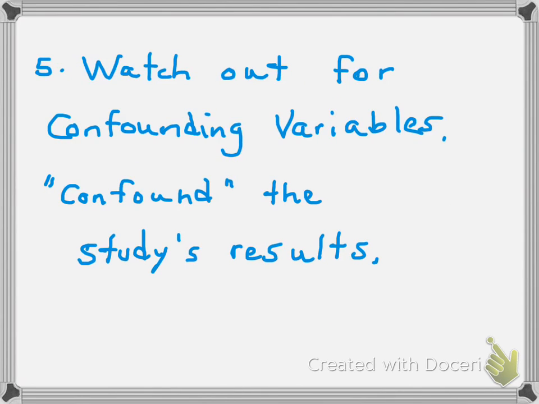Guideline number 5 in evaluating a statistical study is to watch out for what we call confounding variables. And confounding variables tend to confound the study's results.